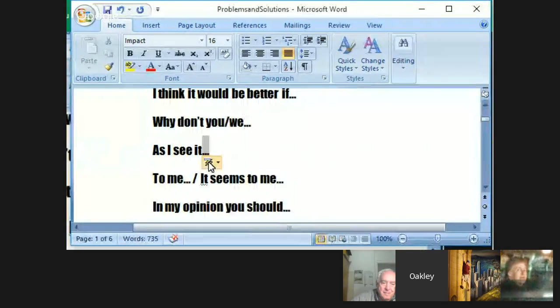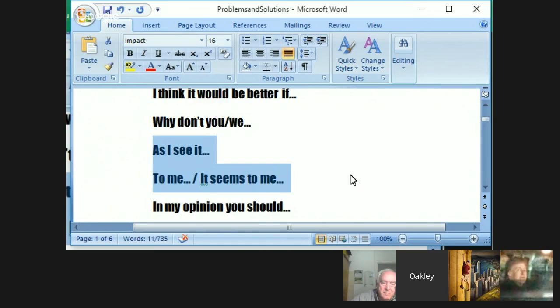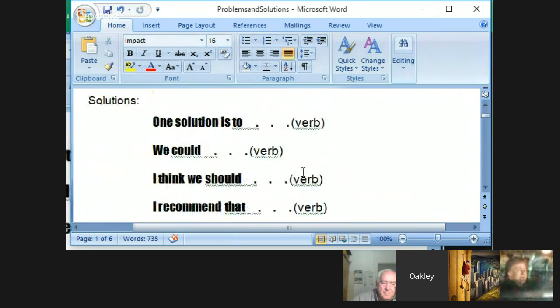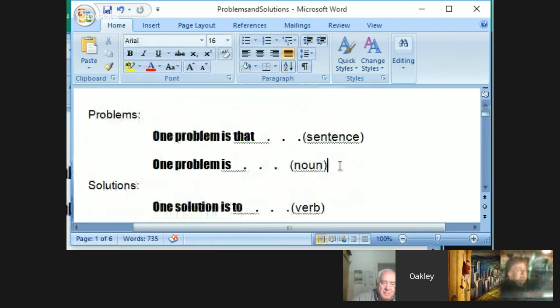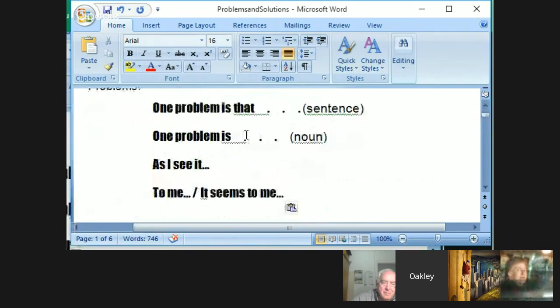As I see it, okay, these are interesting. The next couple: as I see it, to me, it seems to me, to tell you the truth, it seems to me we could or we should. They can be introducing a solution, but I could also put that up here in this list to introduce a problem. And this is a more polite or indirect way to actually introduce a problem.